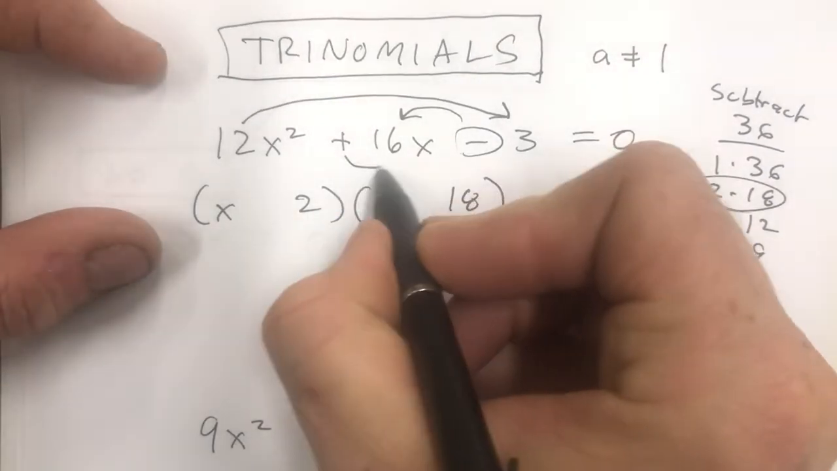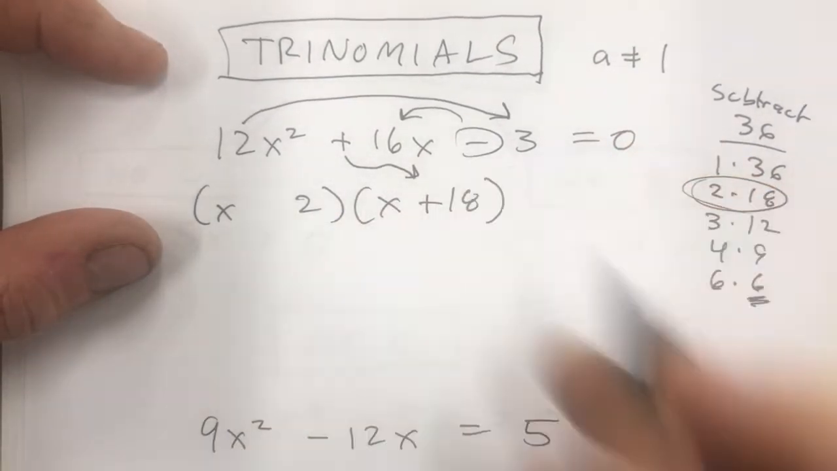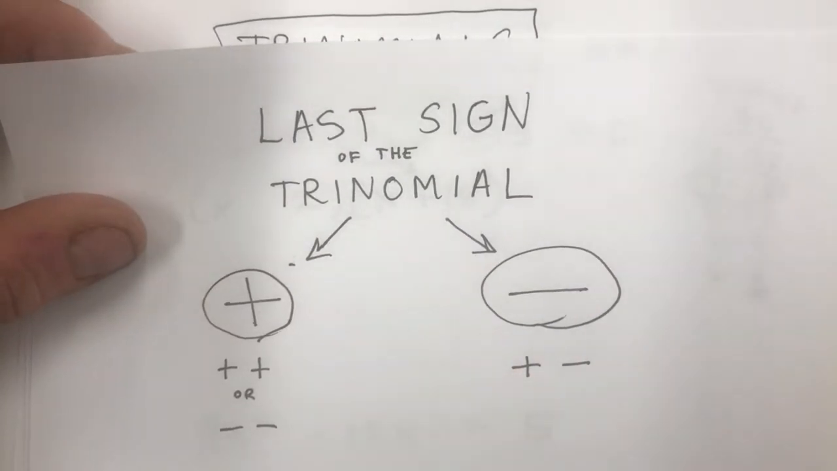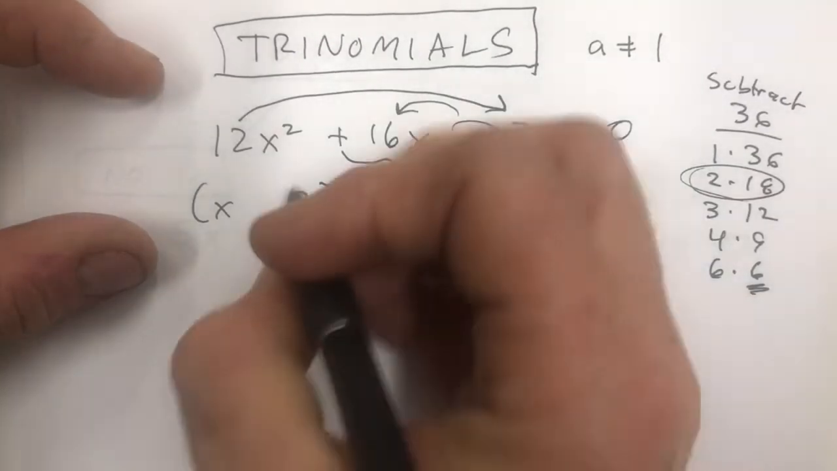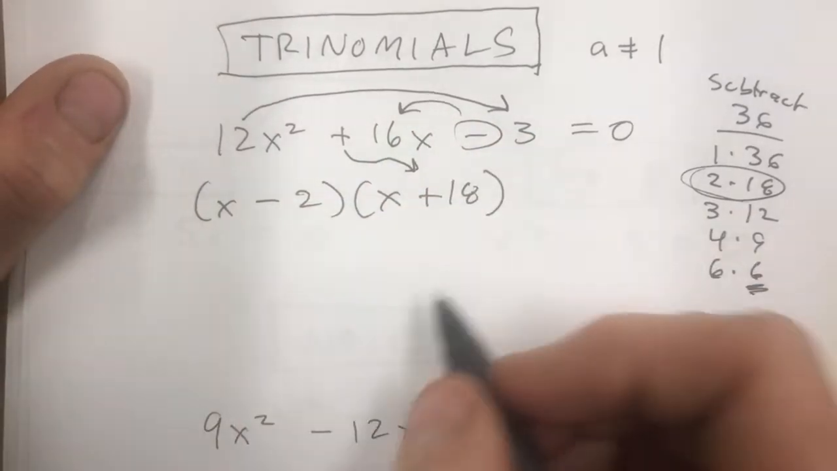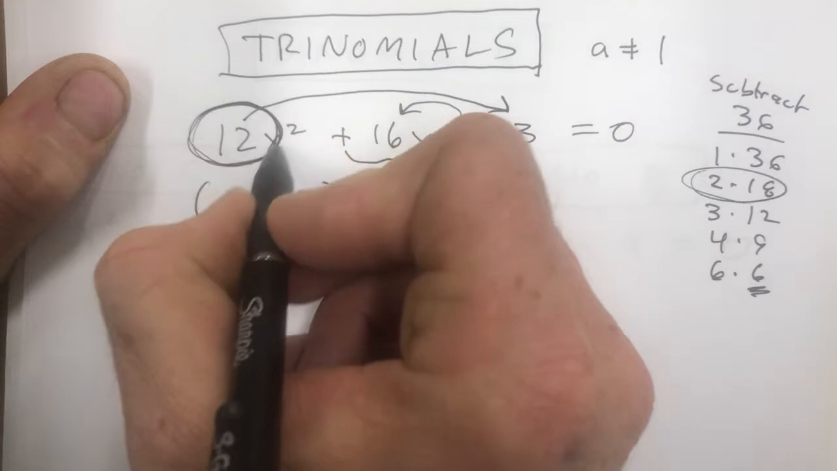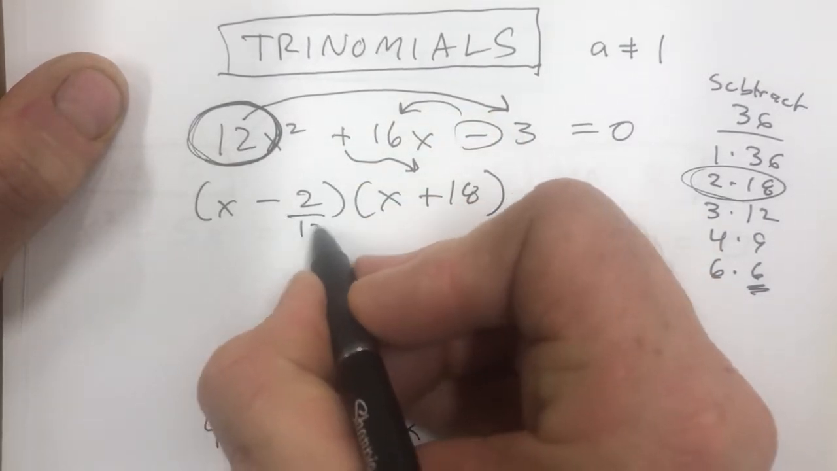All right, let's get my signs in. This goes here, and the last sign being a minus tells you you have to have a positive and a negative. So I've got a positive, that means this is negative. But because of this 12 in front now, I've got to divide both of these by 12.